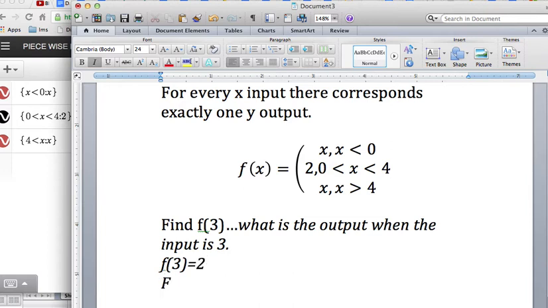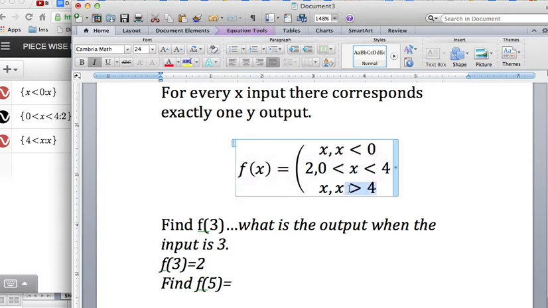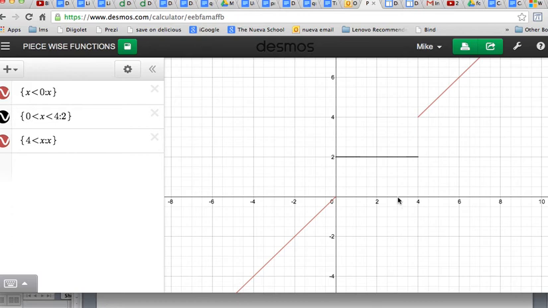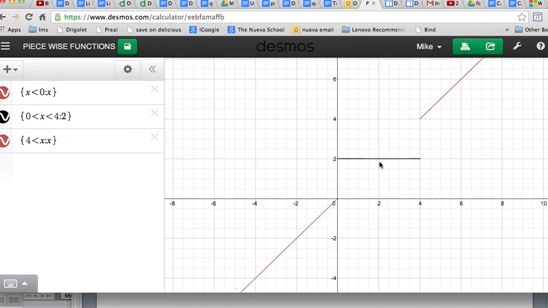And if instead I said find f of 5, well, now our input value is 5. So I just have to go, okay, when my input value is 5, I'm using this part of the equation. So when my input value is 5, I'm going to output 5. Okay, graphically, what that means is, when x is 3, my function equals 2. And when x equals 5, my function returns 5. So we're talking about inputting x values, and then outputting y values.